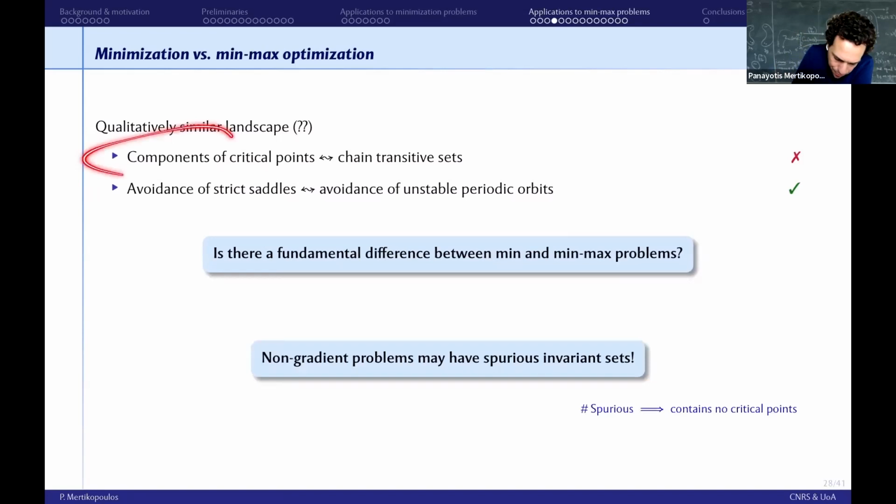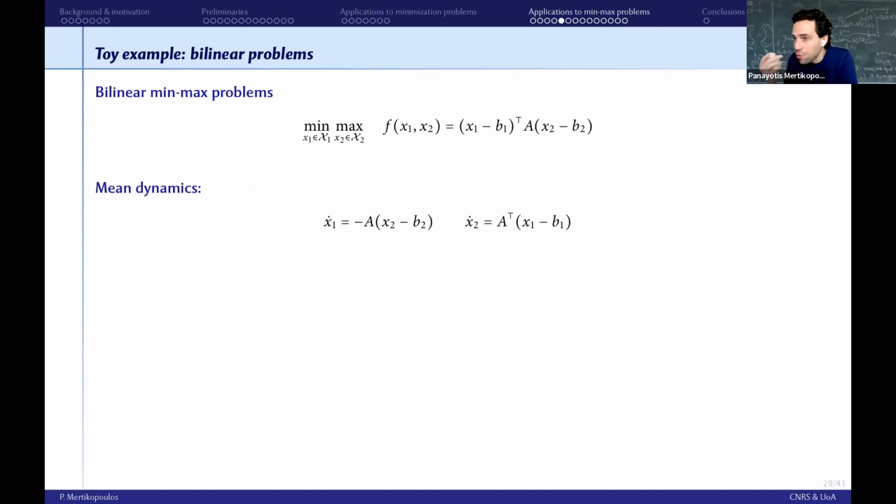in min-max problems, the first part, which would be the easier part, the base part in the minimization context, can actually give us a lot of problems in a min-max context. And specifically, if we have a non-gradient problem, we could have entire attracting sets, not points, but sets that have no critical points, but they are still attracting. All right. And so I'll start by giving some examples of this type of result by focusing on a very, very simple bilinear problem.